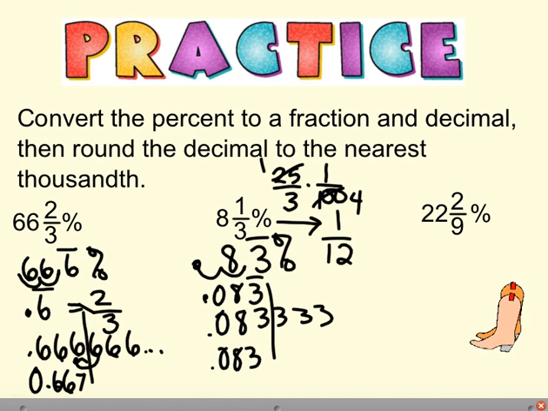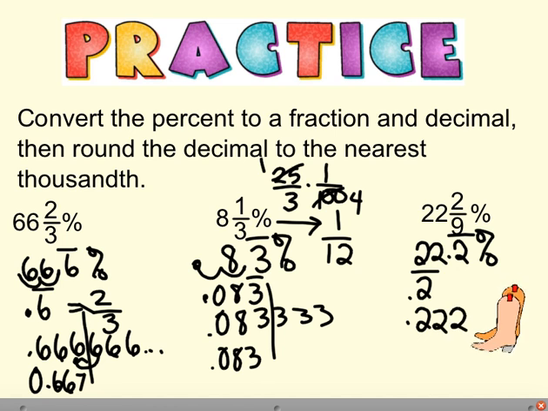And 22 2/9, well, that's 22.2 repeating percent, which as a decimal is 0.2 repeating, so rounded to the nearest thousandths is 0.222. And as a fraction, it's actually just 2 over 9.